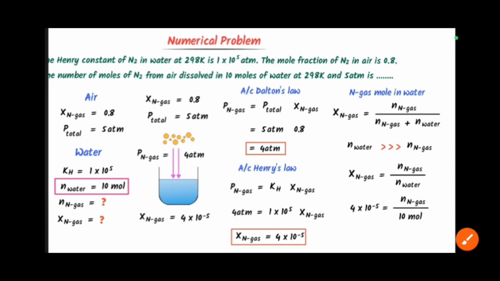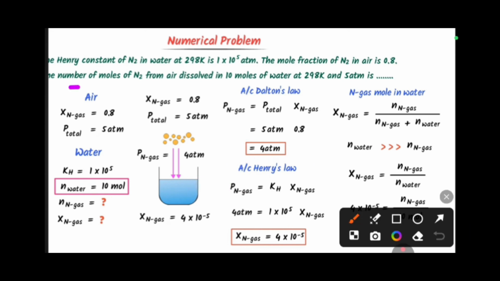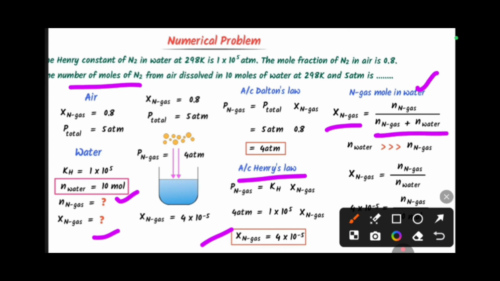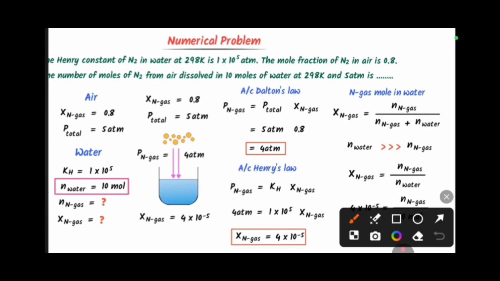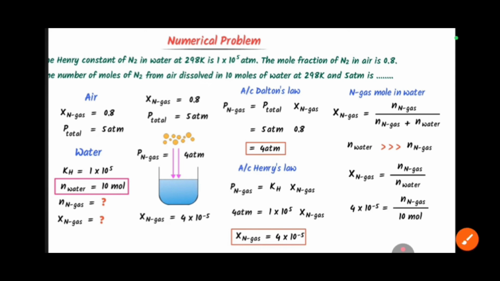Our next question is what we have to solve: the number of moles of nitrogen gas. For that we should know the mole fraction of nitrogen gas, which we solved using Henry's law. The mole fraction of any gas is equal to the moles of that gas divided by the moles of the mixture. If you consider the moles of water to be in excess compared to the solute, you can neglect the moles of nitrogen gas. So now the formula becomes this one. After calculation we have the mole fraction of nitrogen gas and the moles of water, which is already given. After calculation you will get the answer, that is, the moles of nitrogen gas.